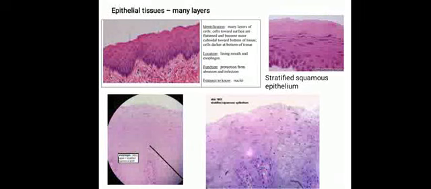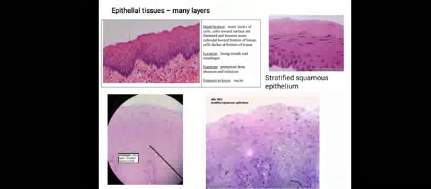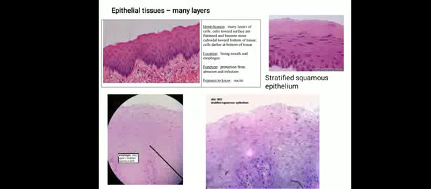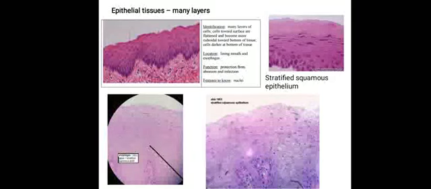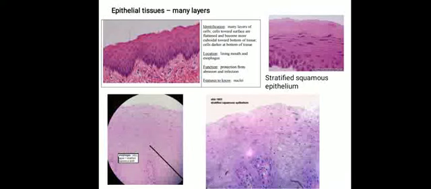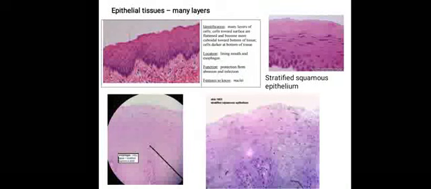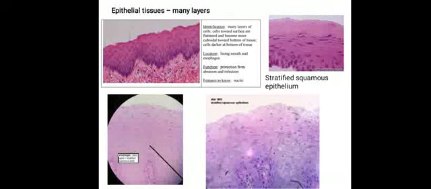Then we now have another one here, which is stratified squamous epithelium. If you are viewing it under a microscope, this is the structure you are expected to see. You see many layers of cells, but those cells are flattened in shape. Where can you see it? You can see it in the lining of the mouth, in the esophagus, and in the vagina. Those are the areas where you can find the stratified squamous.